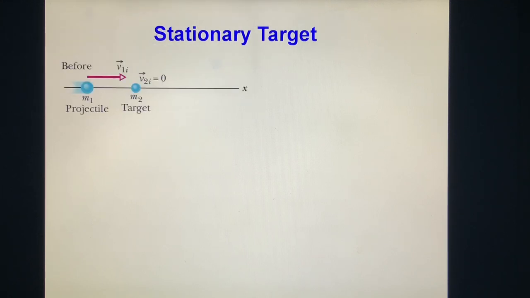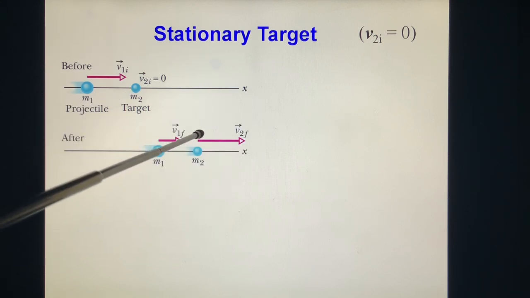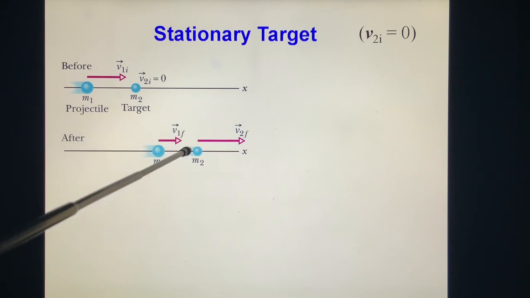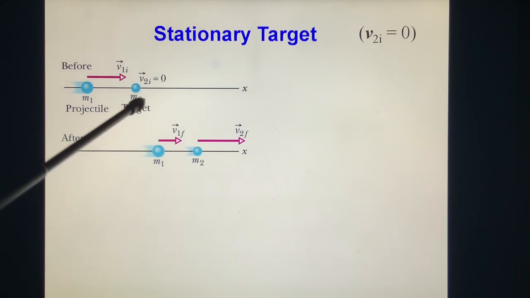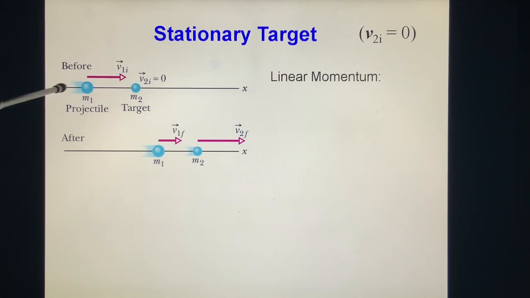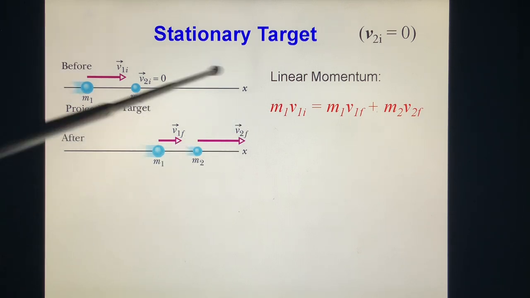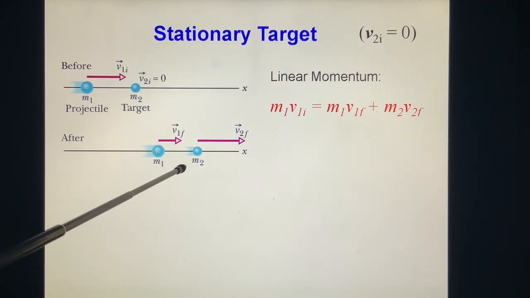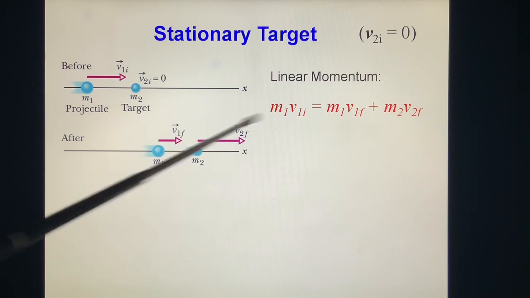Look at the stationary target. The second target is stationary, v2 initial is zero, and v1 approaches with v1 initial. Now, after the hit, we still assume this one moves forward. It can move back, but we assume it moves forward. Then we write the equation. If we find the answer is a negative number, that means the motion is going back. So linear momentum before the collision is m1 v1i, plus zero. Linear momentum is conserved because this is an isolated, closed system, so it equals the linear momentum after collision, which is m1 v1f plus m2 v2f.